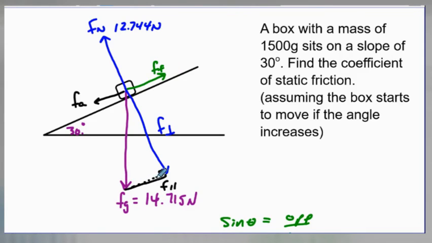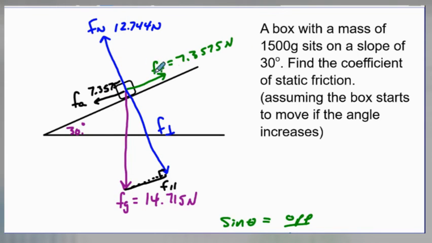Our force of friction, we didn't have it, but what we did find is our FA. Our parallel was 7.3575, which is equivalent to that force right there. Because this object is not moving, it's not accelerating, according to Newton's first law, this force equals our force of friction. So our force of friction here is 7.3575.